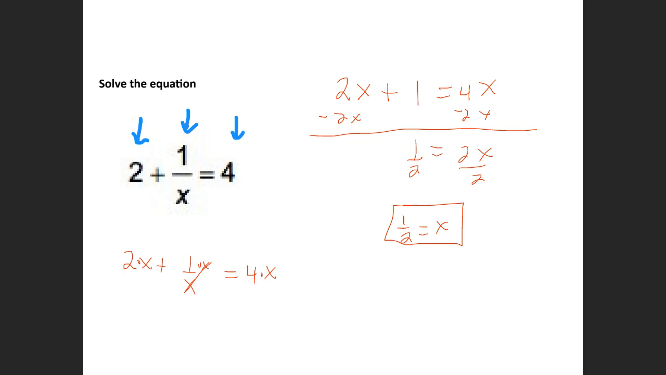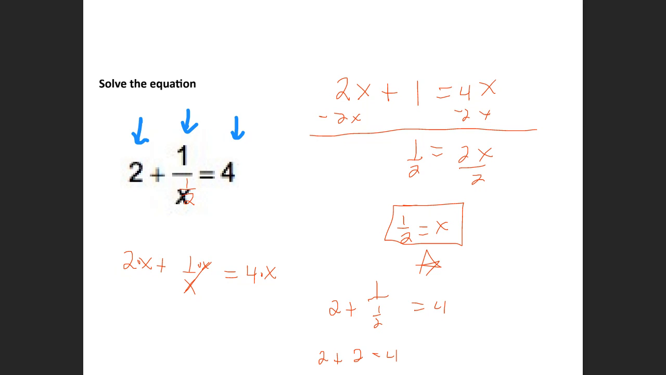Now I'm going to check to see if it works. So I'm going to plug it back in, putting 1/2 where x is. So I have 2 plus 1 over 1/2 is equal to 4. Now remember, this is a complex fraction, so I flip it over and multiply. That becomes 2 plus 2 is equal to 4. 2 plus 2 is 4. That is a solution, and it does work. So my answer is 1/2.